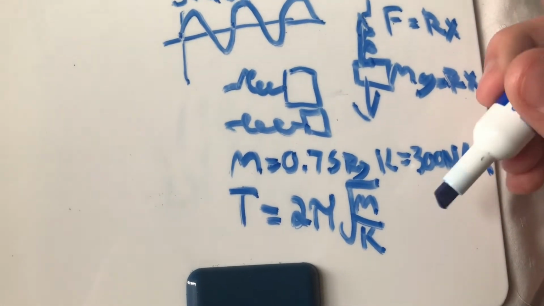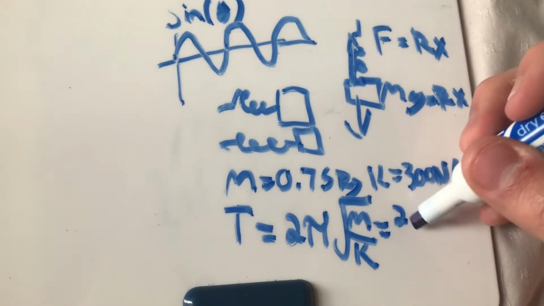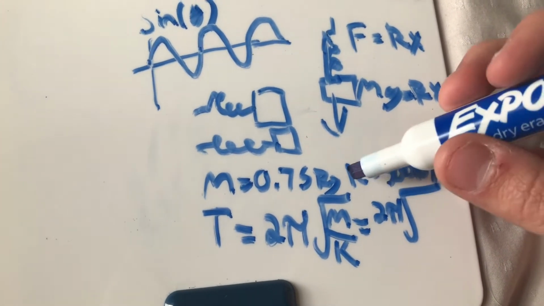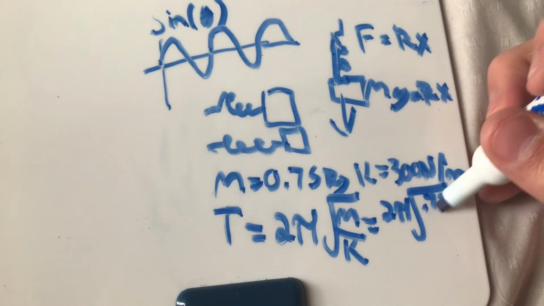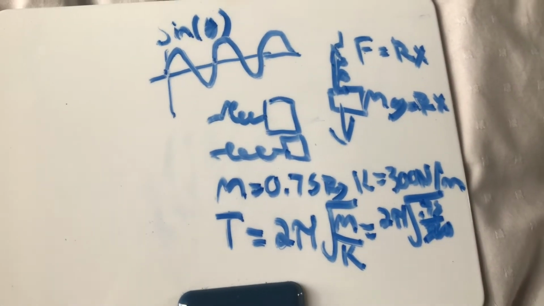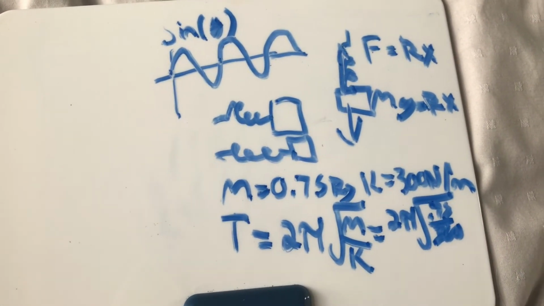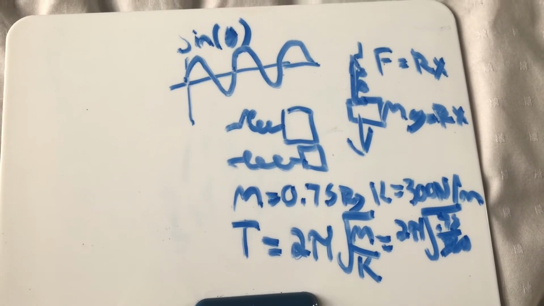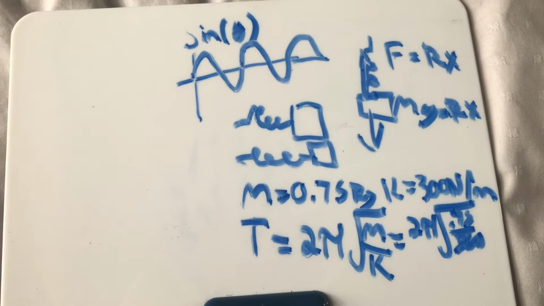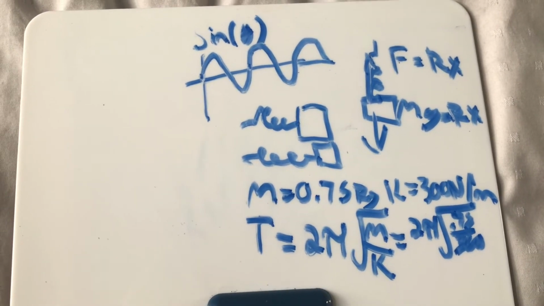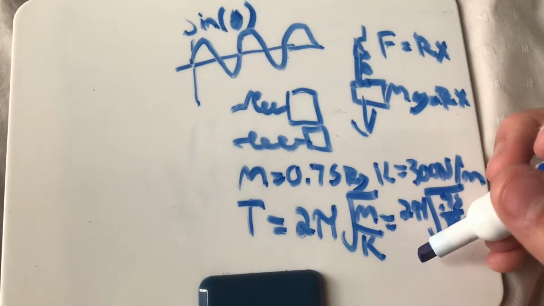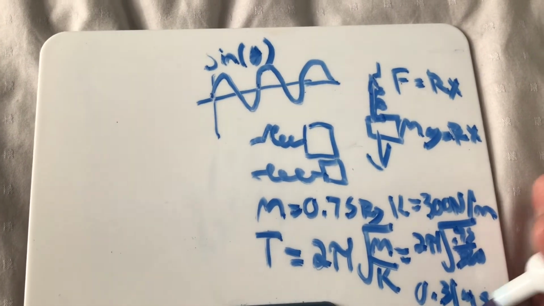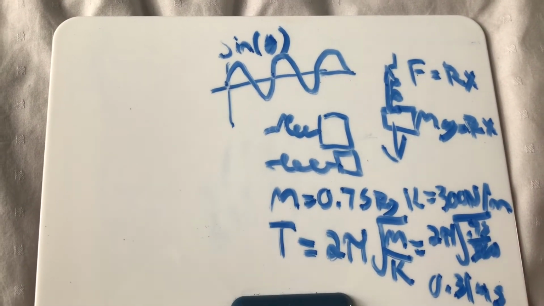As we can tell, we'll be able to plug in some values. 2 pi times the square root of m over k, 0.75 over 300. What we will end up with here is the period, or how long it takes to repeat itself, and you will get 0.314, so pi over 10. So 0.314 seconds is how long it takes to repeat itself.